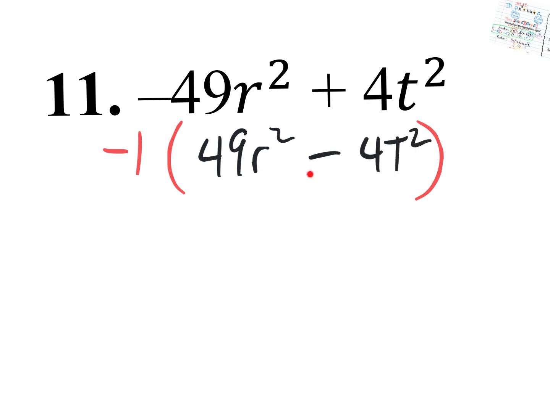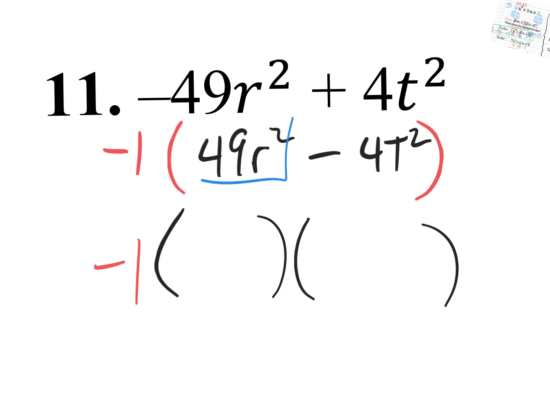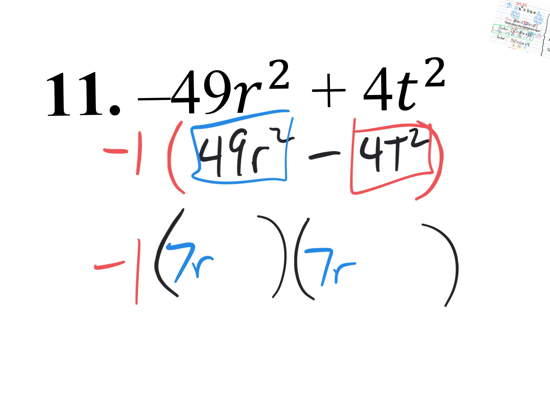Okay. So now if we look at the inside, we do have a difference of two perfect square terms, which means I could square root both of them and plug them into our factored form answer format, a binomial times a binomial. Then again, don't forget to bring down that -1. So what is the square root of 49r squared? I'm going to do this one in blue. Square root of 49r squared is 7r. So that'd be the first term of each binomial. And then the square root of 4t squared, I'm going to do that in red. That's going to be 2t. And you put that as the second part of each binomial.